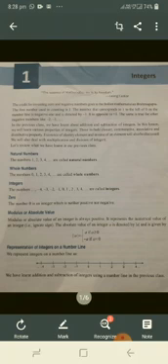Next, modulus or absolute value. Modulus value or absolute value of an integer is always positive. For example, absolute value of 2 is 2. Absolute value of minus 2 also 2. That is the symbol for absolute value. Next, you can show the integers addition, subtraction and multiplication on the number line. That is the number line of integers.